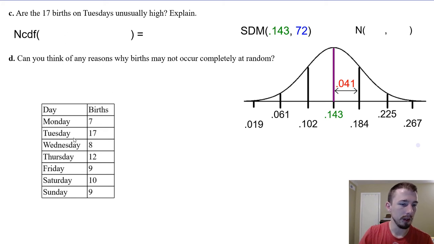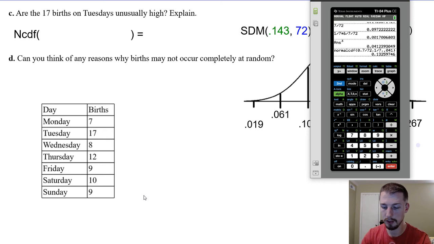There are 17 bursts that we saw on Tuesday, which is the most that we had on any given day. Is that unusually high? So now for unusually high, instead of being unusually low, we want to see if it's beyond 2 standard deviations in the other direction. It's still the same sampling distribution model. We just add this time to go to the right side. And all we have to do is find out what that fraction is.